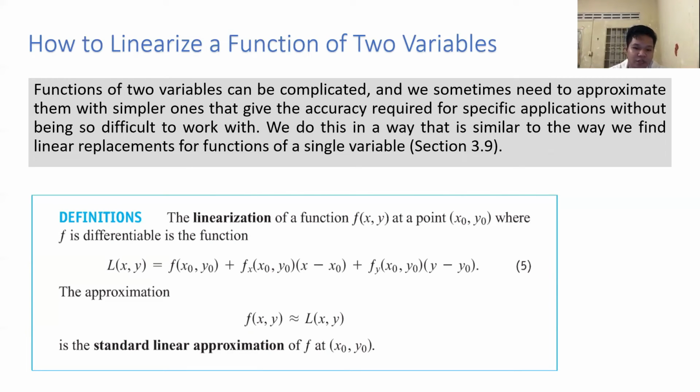So the linearization of a function of two variables at point x sub 0, y sub 0, where f is differentiable, is the function L of x and y equal to f at x sub 0, y sub 0 plus f sub x at x sub 0, y sub 0 multiplied by x minus x sub 0 plus f sub y at x sub 0, y sub 0 multiplied by y minus y sub 0. So the approximation at this point is f(x, y) ≈ L(x, y). That is the standard linear approximation of f at x sub 0 and y sub 0.